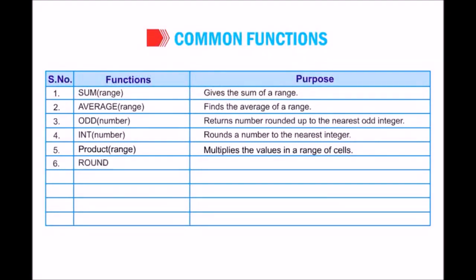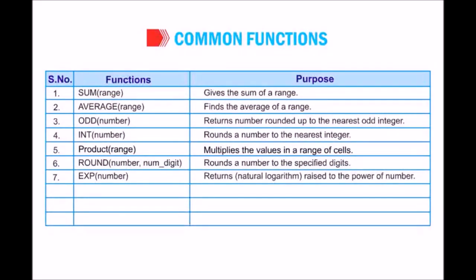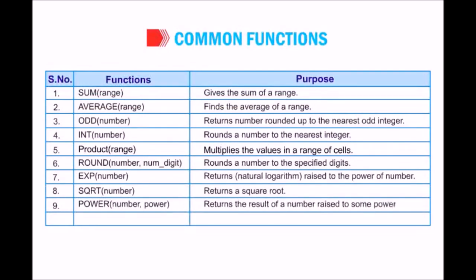Number 6: Round, number, num digits. Purpose: rounds a number to the specified digits. Number 7: Exp, number. Purpose: returns e, the base of the natural logarithm, raised to the power of a number. Number 8: SQRT, number. Purpose: returns a square root. Number 9: Power, number, power. Purpose: returns the result of a number raised to some power.